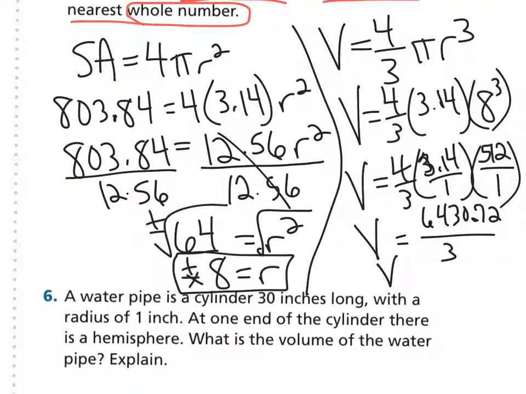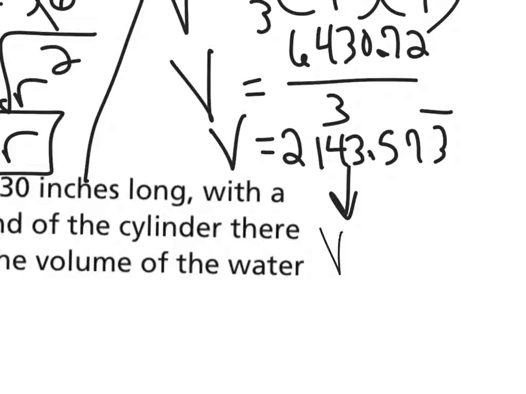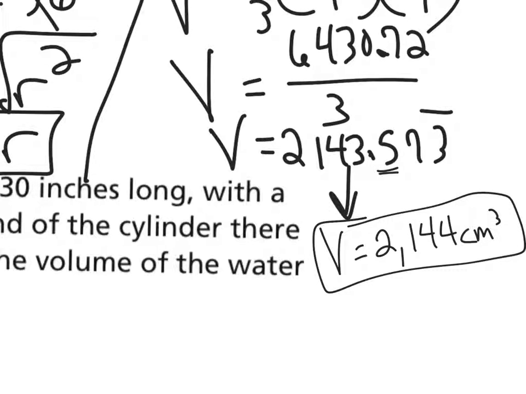One thing I almost forgot about is that we're supposed to round this then to the nearest whole number. So if you divide that out, it's 2,143.573, 3's repeating. And then at that point, we're going to take this and round this to the nearest whole number, which would be 2,144 cubic centimeters. Okay, so since our tenths spot was at least a 5, that's why we rounded that up.